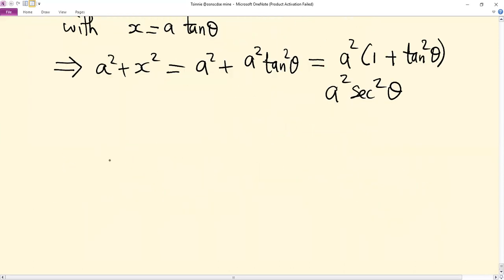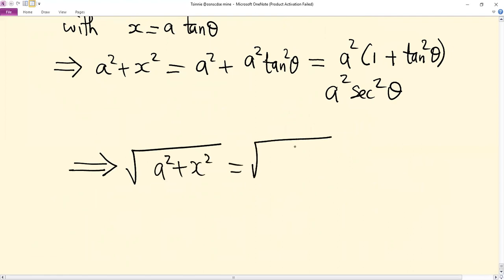So which explains that if I get the square root of a squared plus x squared, it is the same as the square root of a squared sec squared theta, which will give me a times the absolute value of sec theta, because a square root can be plus or minus. That's why we are writing the absolute value of sec theta. We can just write a sec theta.